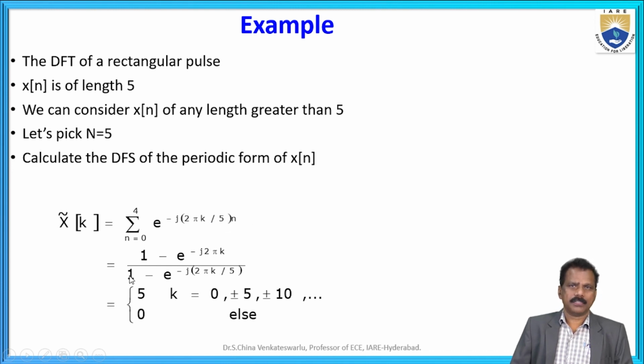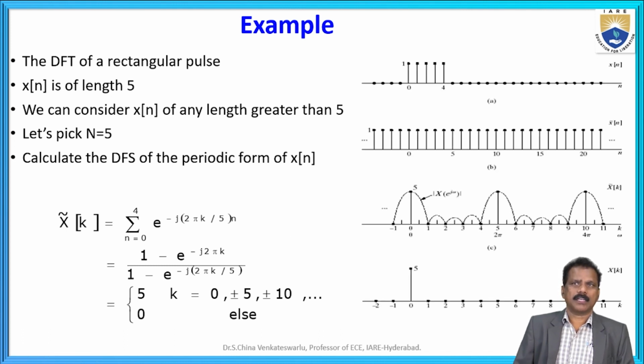So we have to simplify this one: 1 minus e power minus j 2 pi k, divided by 1 minus e power minus j 2 pi k by 5. After we simplify this, X of k approximately equals 5 if k equals 0, plus or minus 5, plus or minus 10 and so on, and 0 otherwise. Like this, we verify the DFT of the rectangular pulse.